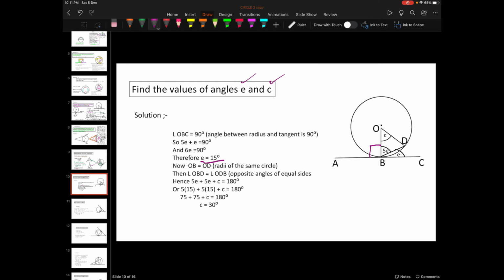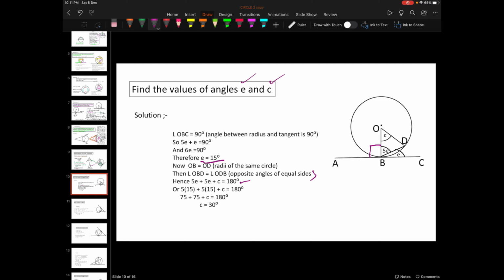Now, OB is equal to OD, radii of the same circle. It means their opposite angles are equal. Then angle OBD is equal to angle ODB. What's the reason? Opposite angles of equal sides. Hence, 5e plus 5e plus c is equal to 180 degree. Sum of angles of a triangle.